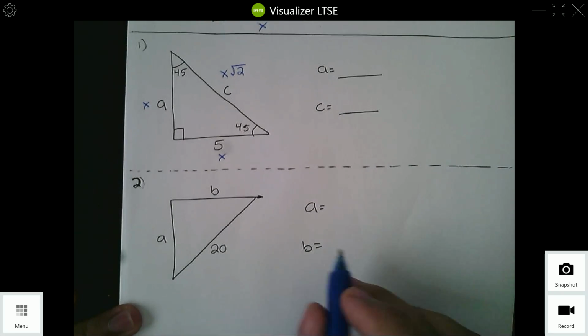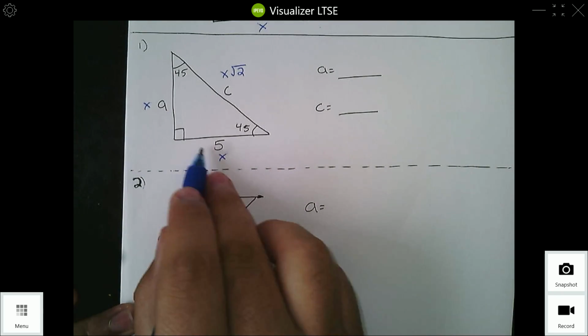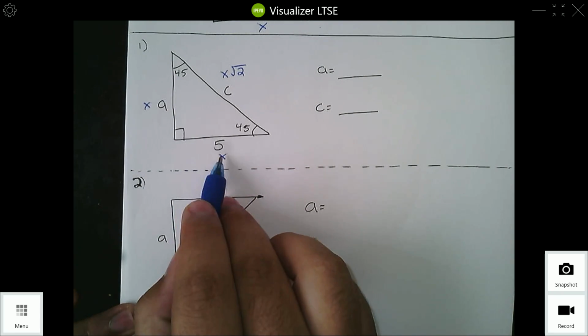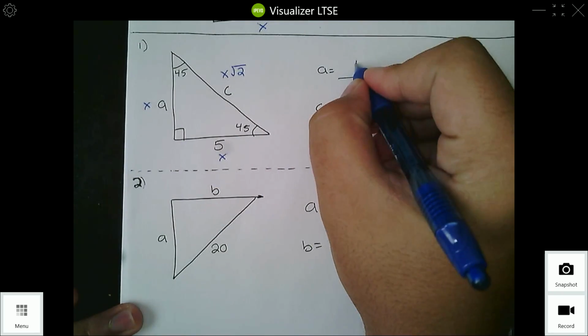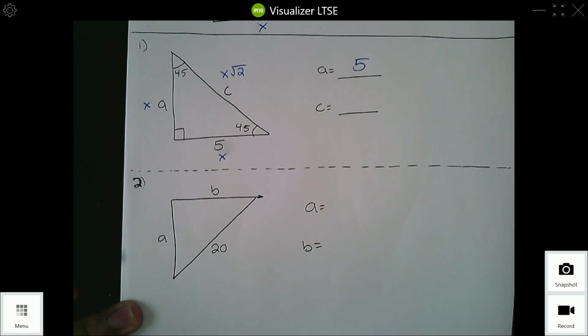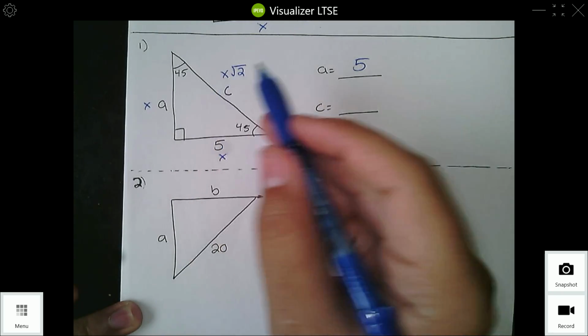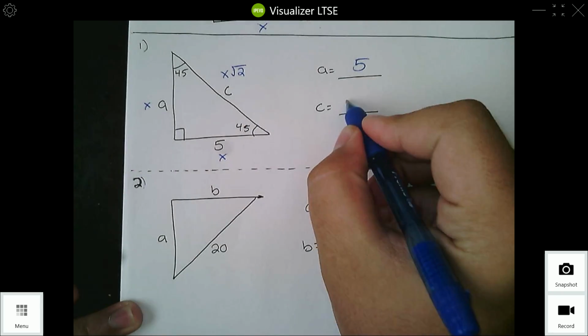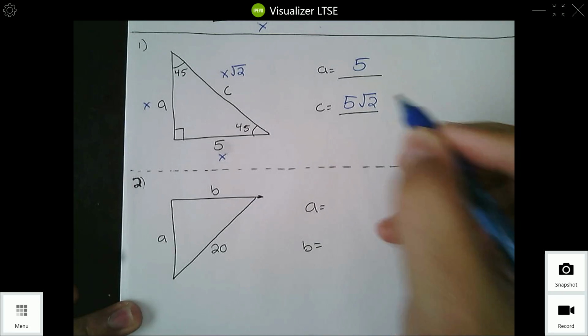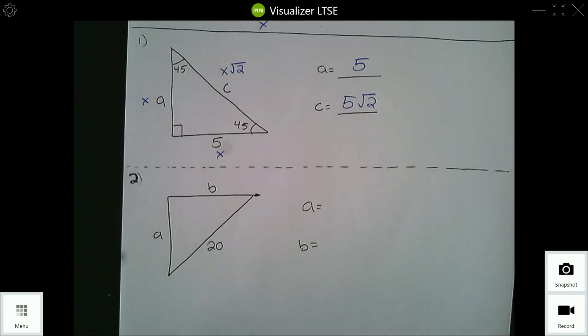Well, if that's the case, I know my x's have to be equal to each other. So if this x is 5, then A also has to be 5. And if A has to be 5, then I can go and take that right there and plug it into that equation, x square root of 2. So instead of it being that, it's 5 square root of 2. And that's it.